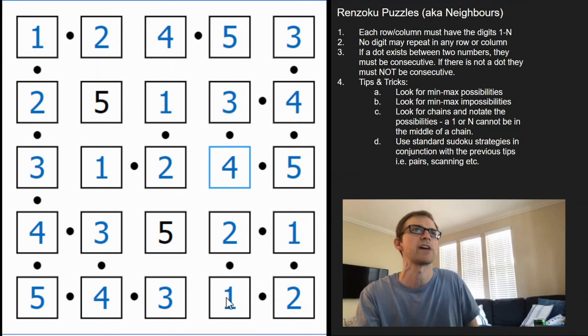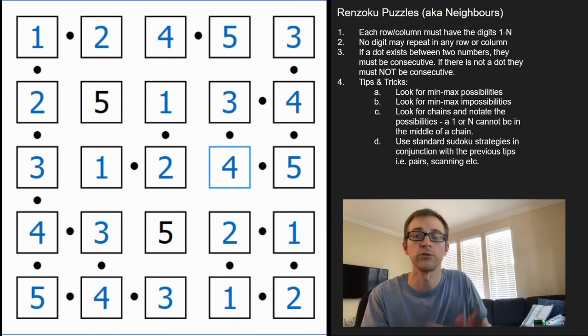The 4, and there you have it. That is how you do a Renzoku puzzle or Neighbours Puzzle. It's a lot of fun. I like it. Again, I think if you enjoy doing Sudokus, you're going to like these puzzles as well.